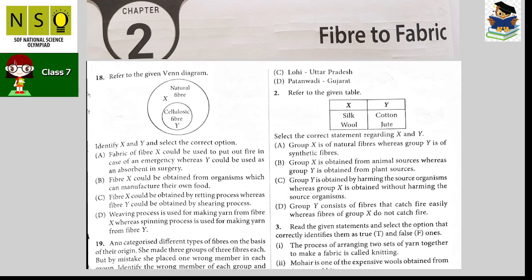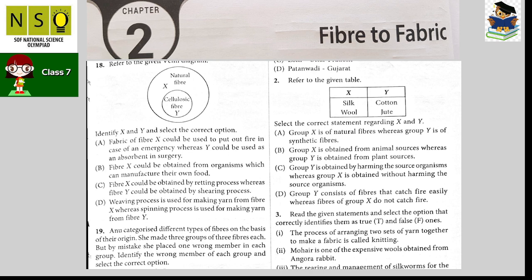Now we move to question number 18. Refer to the given Venn diagram. This is a different one. We see that X is the natural fiber, and Y is the cellulose fiber, completely embedded in X. So we have to find what exactly X and Y are, and we have to see the options first. A: the fabric of fiber X could be used to put out fire in case of an emergency, whereas Y could be used as an absorbent in surgery.